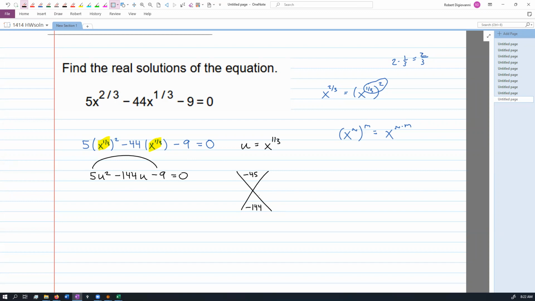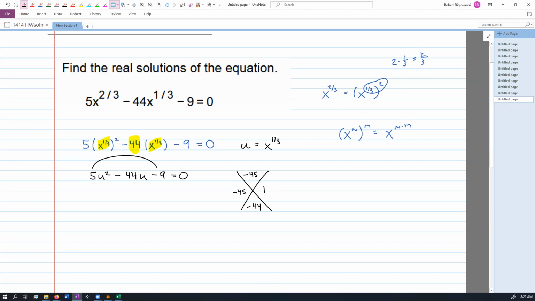Oh, you know what? Oh, I see the problem. Oops, I copied it down wrong. This was a 44 and I put 144. I was getting a little panicky there because I was like, that's not going to work. Okay, this needs to be negative 44. So this means that we can use negative 45 and 1. That'll work. So watch how I do this.